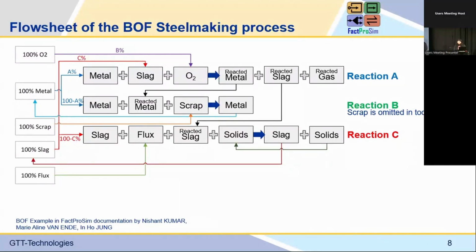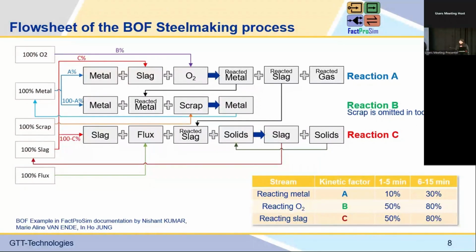There is a flow in the process, and we have some constraints. These are shown here as A, B, and C. We call these kinetic factors in this equilibrium reaction zone approach. And you can see for the reacting metal, we can define different kinetic constraints at different times of our process. Here, from the first minute to 5 minutes, we have 10% of reacting metal as a kinetic factor. Then we can increase this factor. We can play with this also for other steps of the reaction.